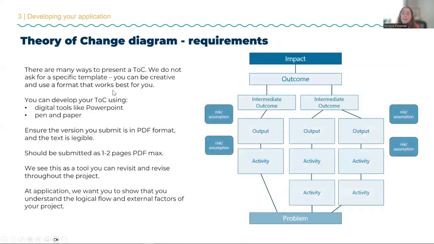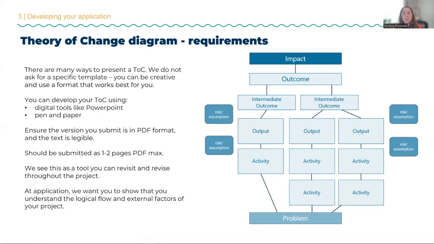There's many ways to present a theory of change, so you can have a look online and see what kind of things that you might find online. We ask you to be creative here and use a format that works best for you. Some people like to use digital tools to develop theory of change. So you can use PowerPoint as a kind of basic tool, but there's lots of other options out there. You can also use pen and paper or workshop it on whiteboards with your team.